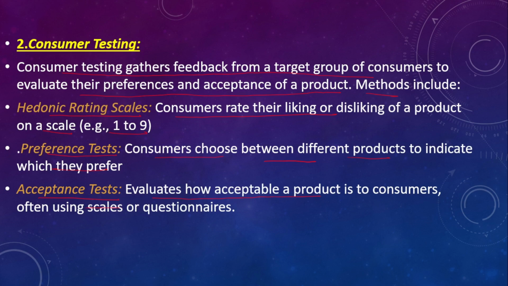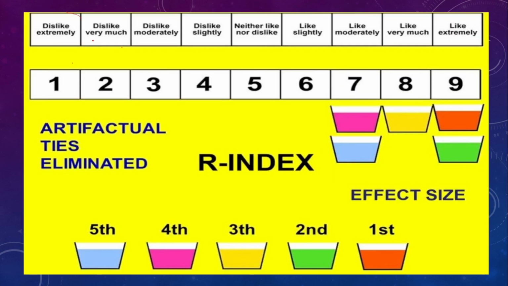Questionnaires are like a survey, a set of printed or written questions which are given to the consumers, and they rate and accept the food product. This is the questionnaire method. This is the hedonic rating scale.